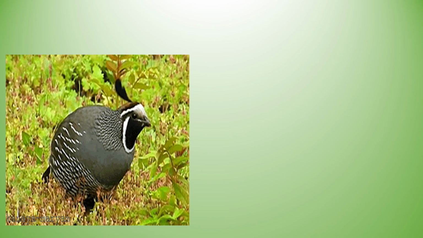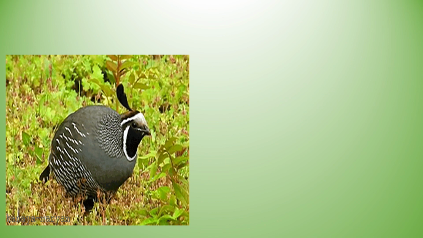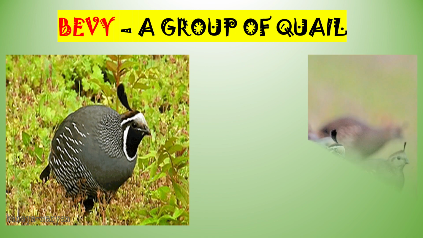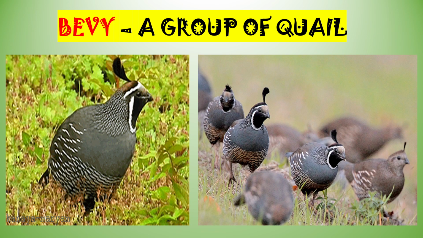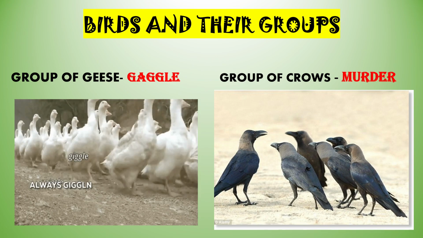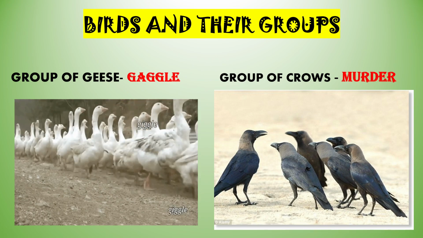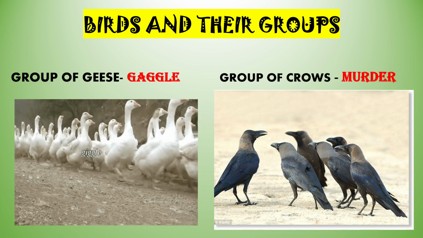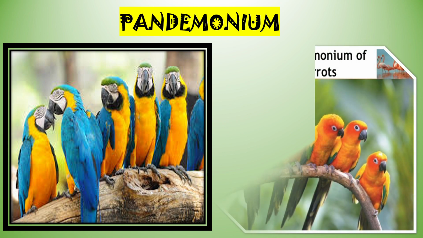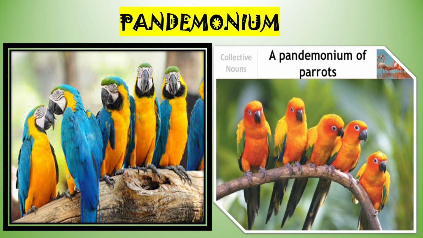Do you know what bird it is? This bird is called a quail. A group of quails is called a bevy. A group of geese is called a gaggle, whereas a group of crows is called a murder. Look at these beautiful parrots. How colorful they are. A group of parrots is called a pandemonium.